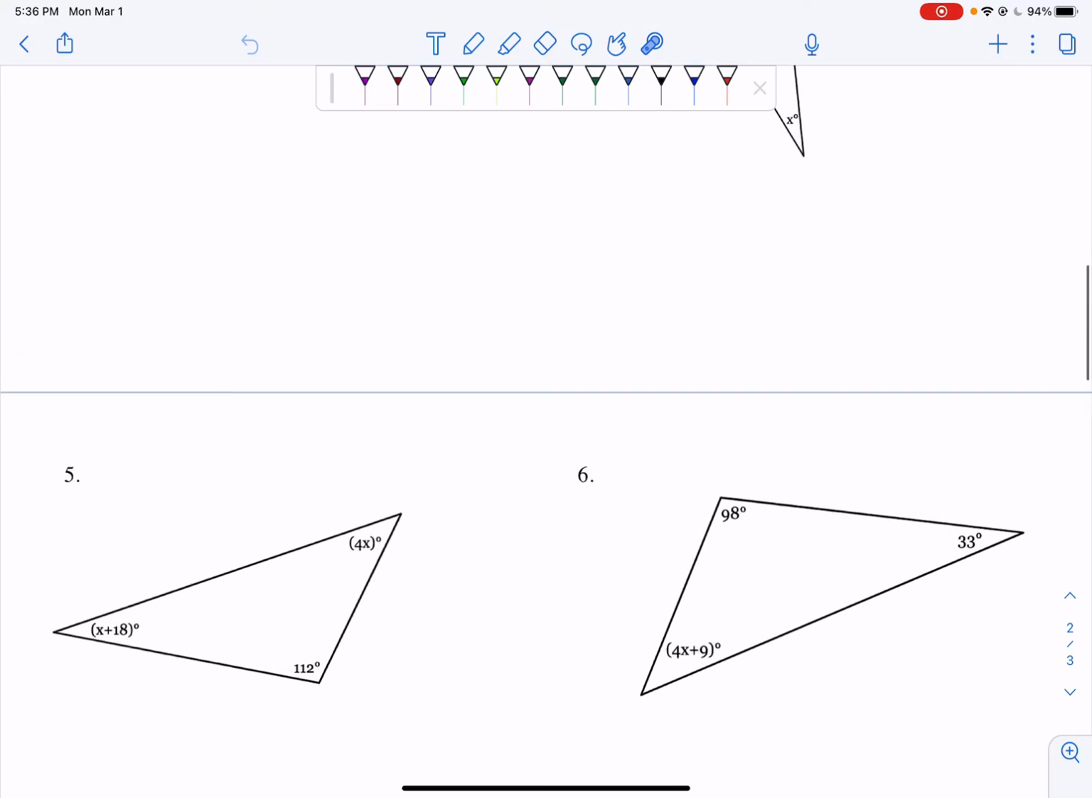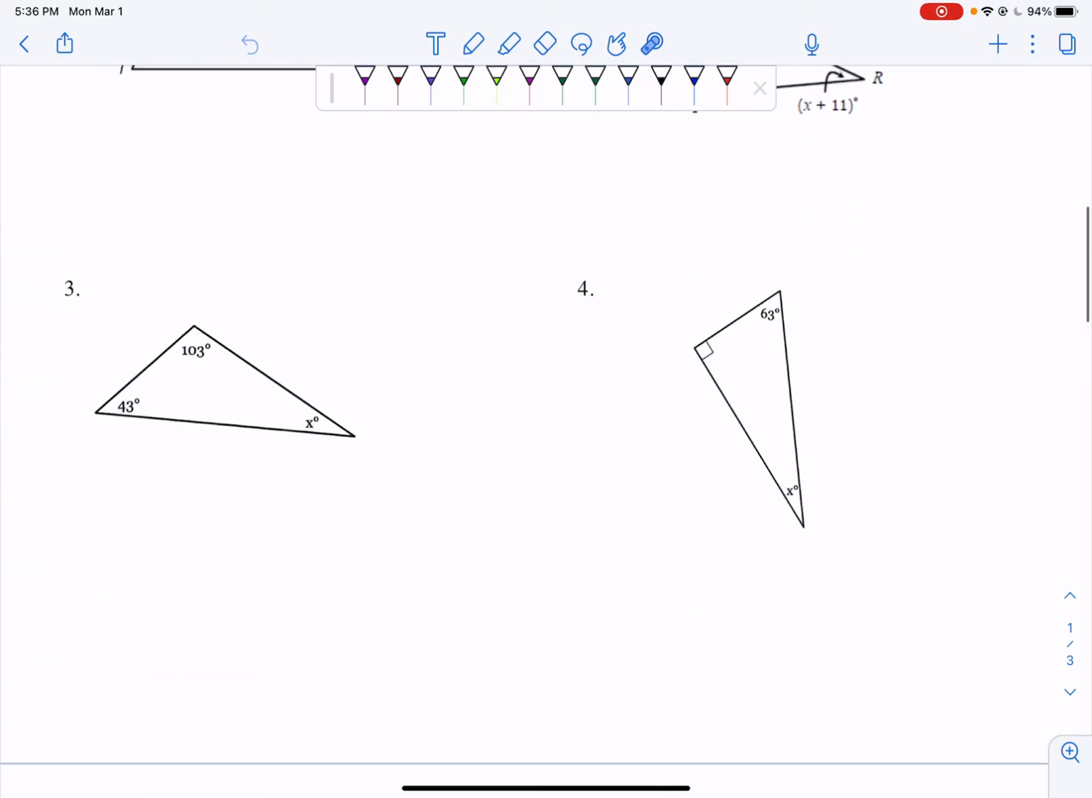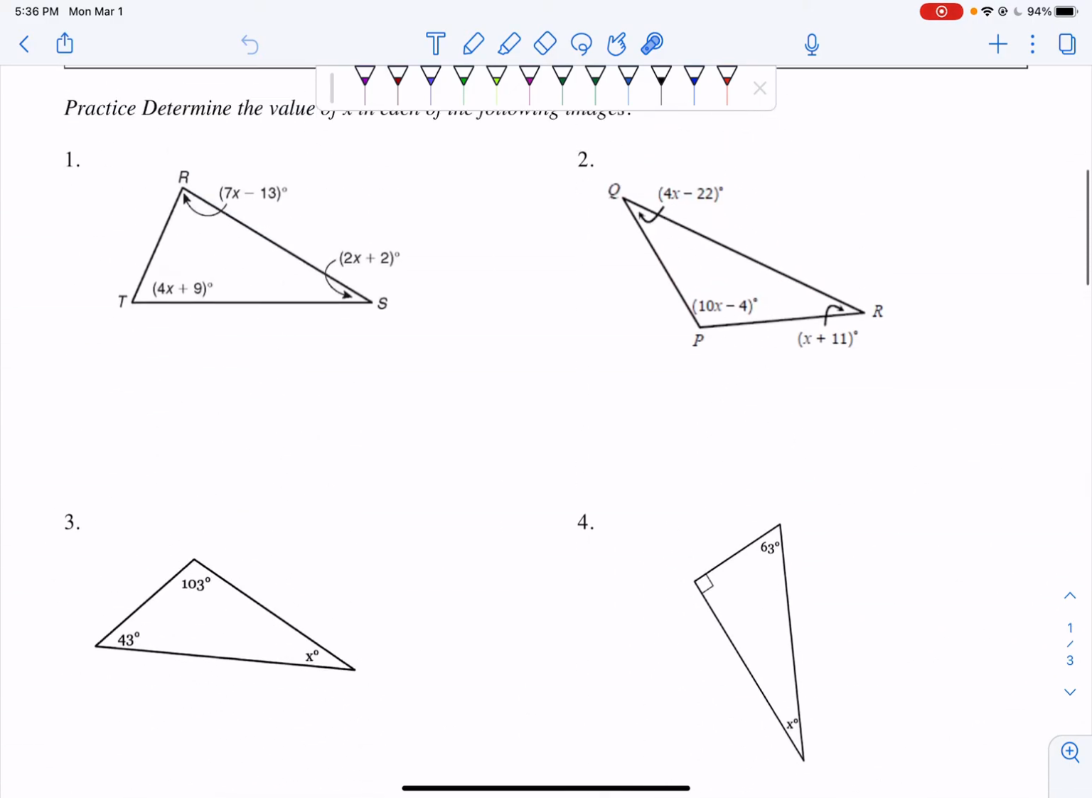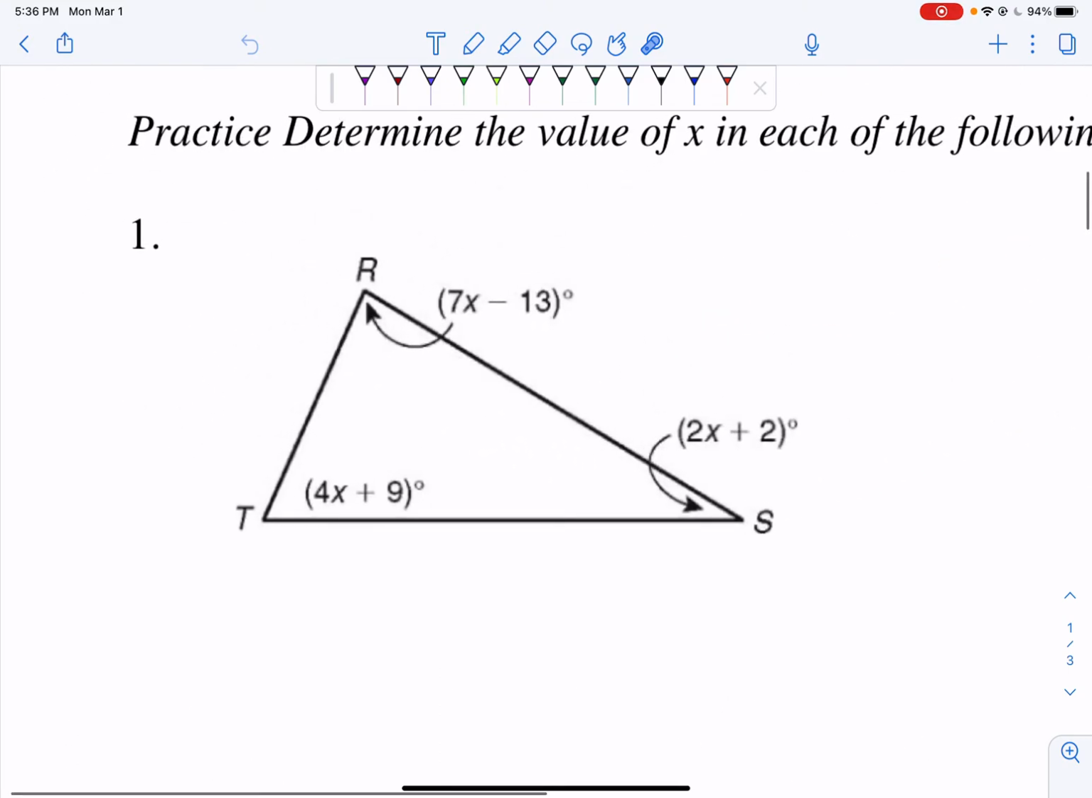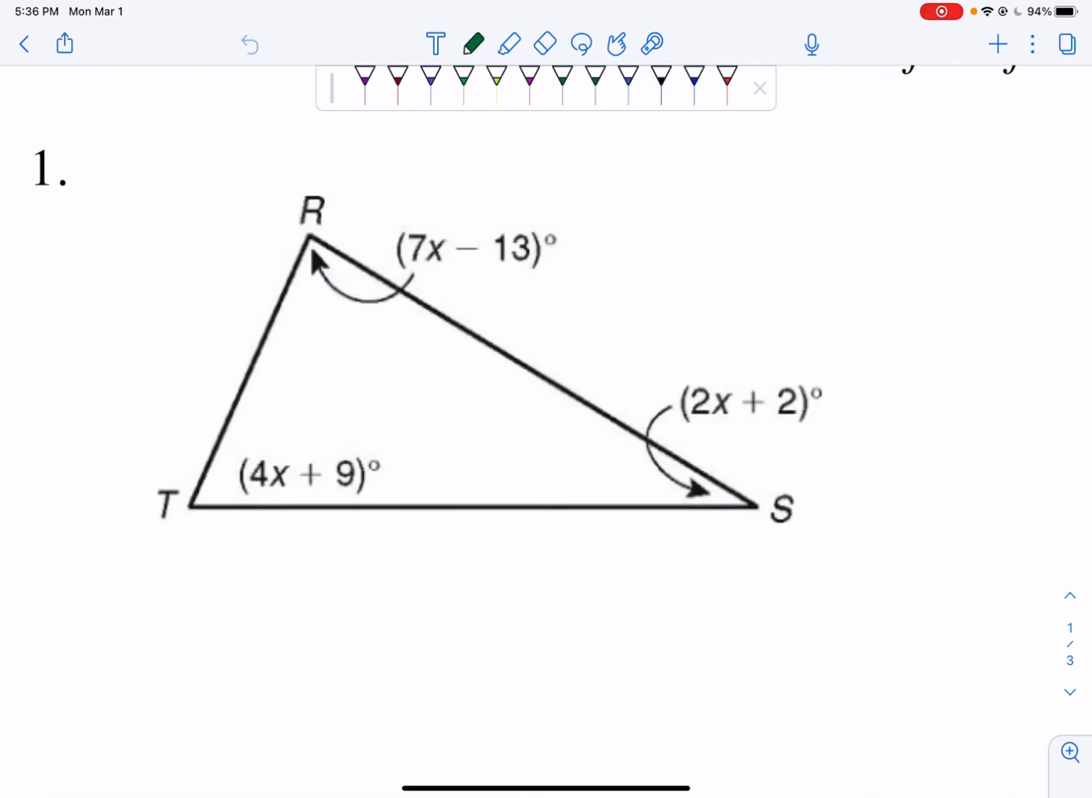So the directions state: determine the value of x in each of the following images. I have 6 examples where we're going to find the value of x. And if you notice, these examples are from yesterday's handout, where we already did the setup and we just want to find the value of x. If I look at my first triangle, I have 3 interior angles: a 4x plus 9, a 7x minus 13, and a 2x plus 2. What I'm going to do is add those 3 angles up and set them equal to 180.